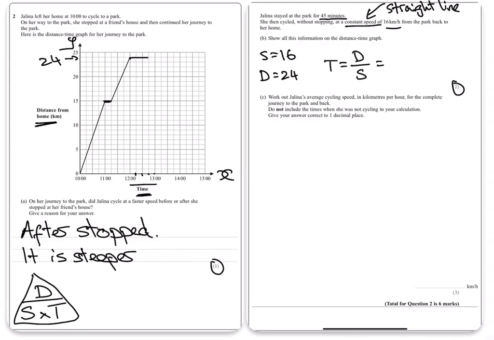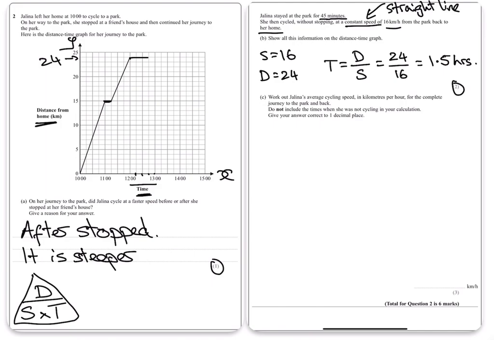We know that our distance was 24. We know that our speed was 16. Chuck it into your calculator, and that will give you 1.5. Remember, time in this question is given in hours. So all we have to do, we know that she's going back to her home. Well, that is represented by the x-axis all the way at the bottom, and we need to take 1.5 hours.